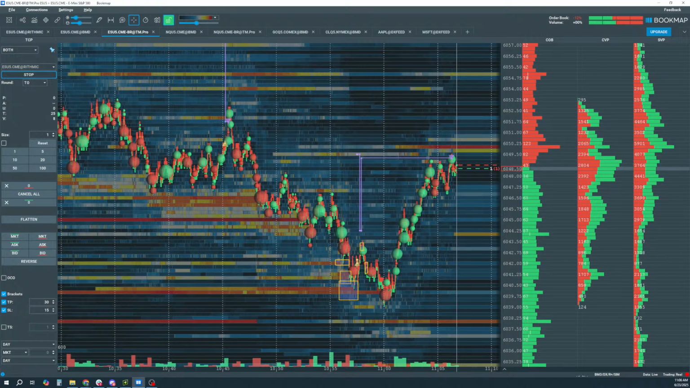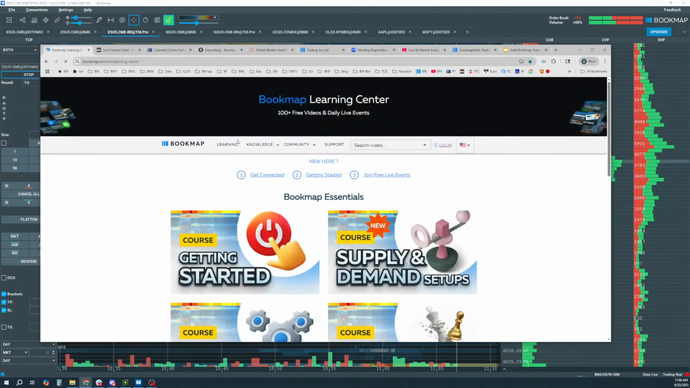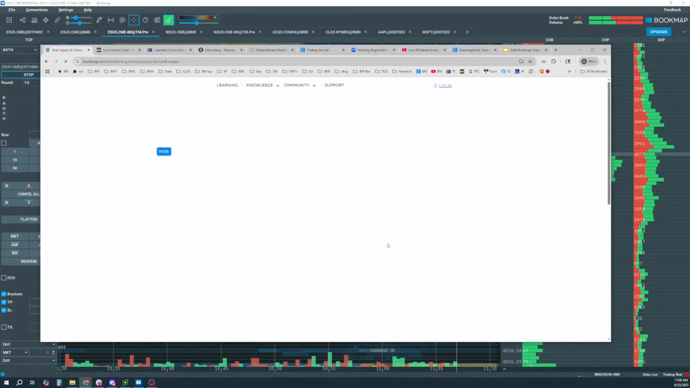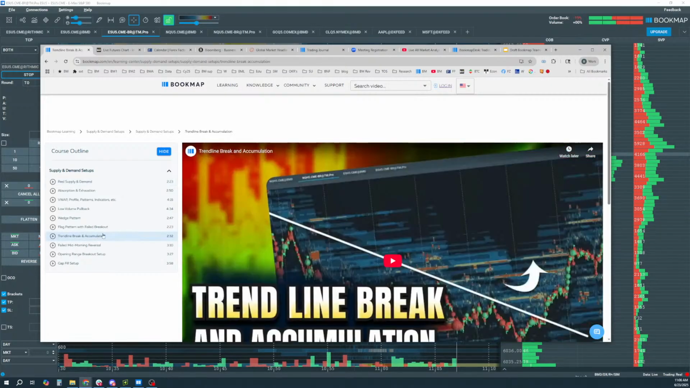This is the setup in here, okay, back from the learning center, in supply and demand. And I've been going over this one a lot lately. The trend line break and accumulation, it just is. There's a couple different reasons why I've been going over this a lot, is because we have some time to get into it. I mean, there's another great setup in here that we'll get really good at, this low volume pullback in here, but you've got to be pretty fast for this one.